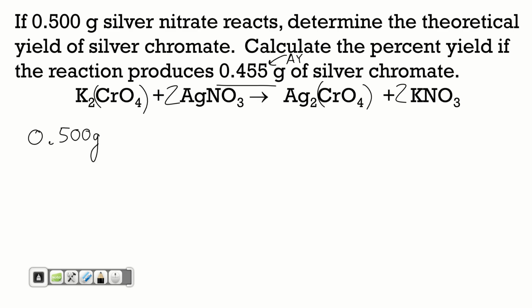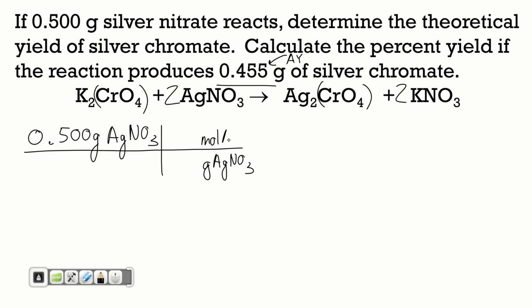0.500 grams of silver nitrate. I'm going to go from grams of silver nitrate to moles of silver nitrate. 1 mole over 107.87 plus 14.01 plus 3 times 16, 169.88 grams.